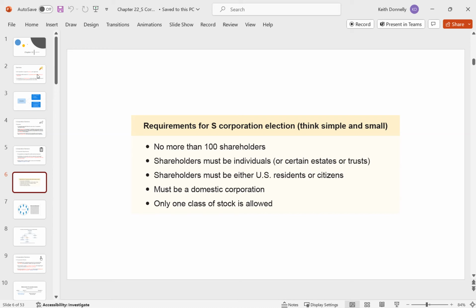So here's an S Corp: you can think small and simple. You can't have more than 100 shareholders. They have to be individuals, generally. The shareholders have to be U.S. residents or citizens. The underlying corporation has to be a domestic corporation, and there's only one class of stock.